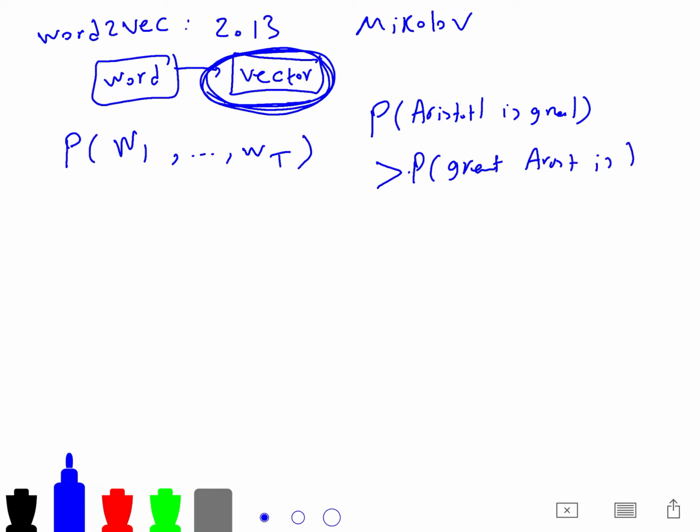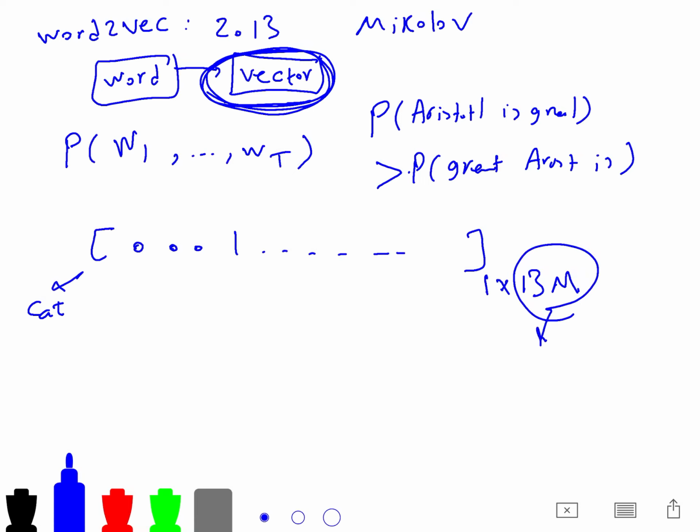And so the most natural thing that may come to your head is one hot representation. For example, you want to model cat as 0001. And so this could be 1 times 13 million. And so you see, it's a very long vector because this depends on the size of the vocabulary. It's high dimensional for any word. Just one of them is 1, the other ones are 0. So this one hot representation does not work.